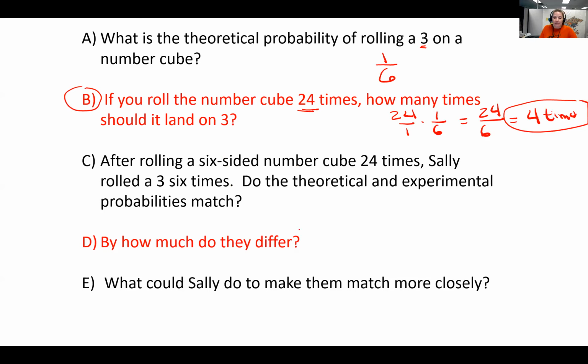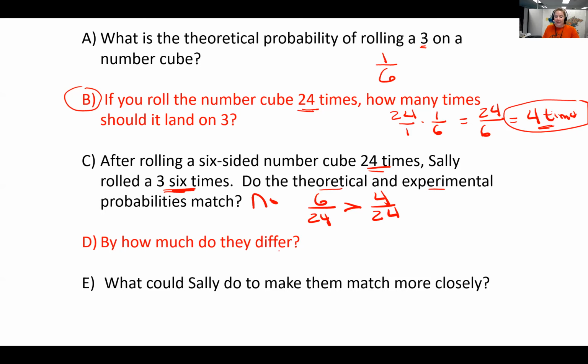After rolling a 6-sided number cube 24 times, Sally rolled a 3 6 times. Do the theoretical and experimental probabilities match? Well, theoretically, we would get a 3 4 times. When Sally did it, she got a 3 6 times. So do they match? No, they don't match because 6 out of 24 is greater than 4 out of 24. Right? And then the next question is, by how much do they differ?